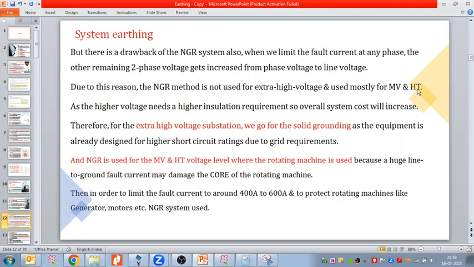But if you have 220 kV or 400 kV and the voltage increases, then your insulation cost will also have to increase, so your entire system cost increases too much. As higher voltage needs a higher insulation requirement, the overall system cost will increase. Therefore, for extra high voltage substations, we go for solid earthing, solid grounding, as the equipment is already designed for a higher short circuit rating due to the grid requirement.